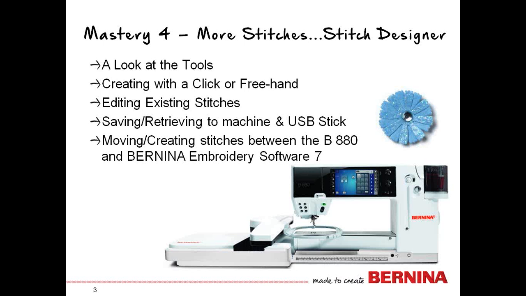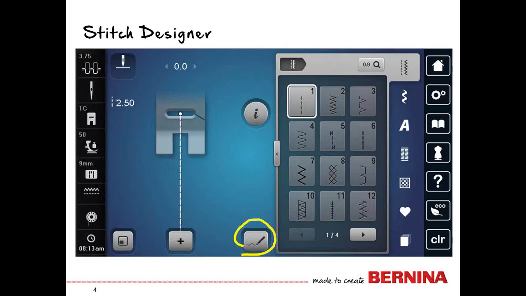Then we'll talk about how to save and retrieve these to and from the machine, and how to work with the USB stick, because the stitches can go places. You can swap them with your friends who have 880s, or maybe you want to take them into the Bernina Embroidery Software, or maybe you want to bring stitches from the Bernina Embroidery Software over to the 880 to stitch out. So we'll talk a little bit about that, but let's get started with the Stitch Designer.